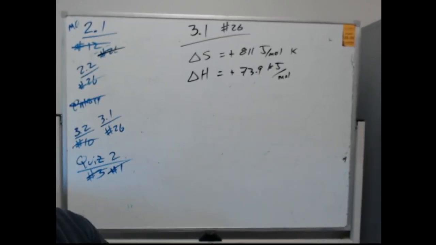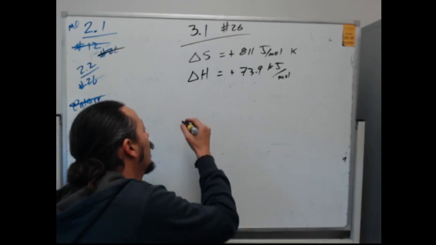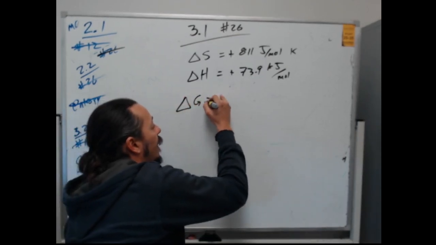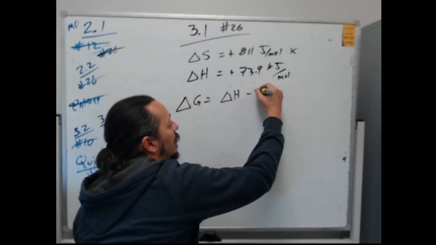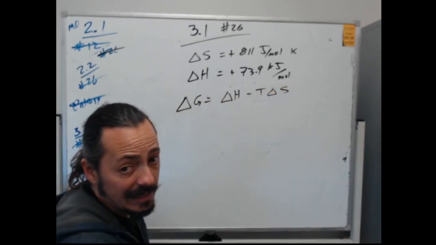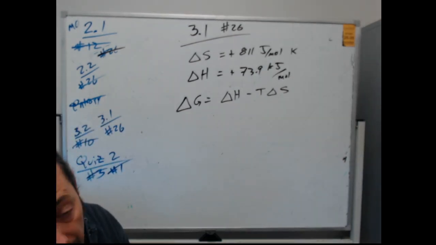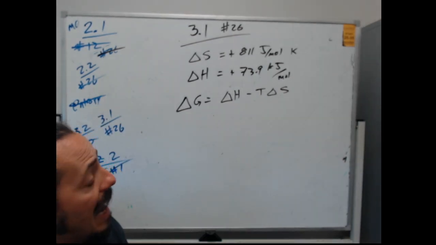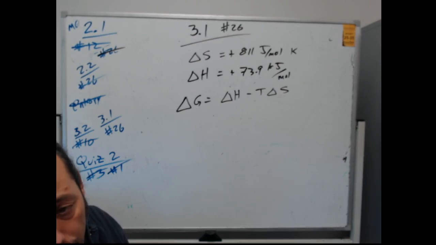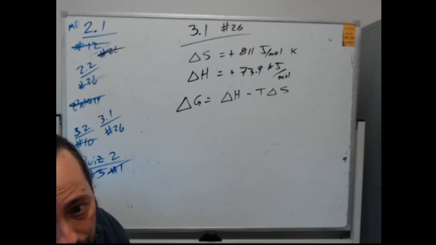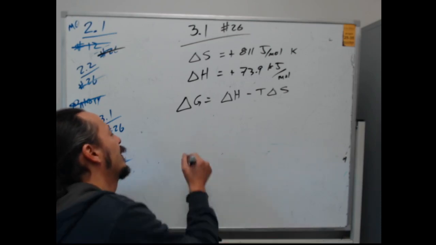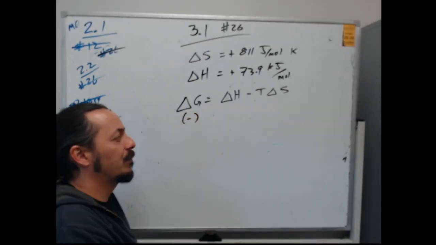What tells us if we're favoring products or reactants? The G. We're going to have delta G equals delta H minus T delta S. It's also asking about temperature, so we figured we need an equation with temperature in it. At what value of delta G are we favoring products? Negative delta G favors products.